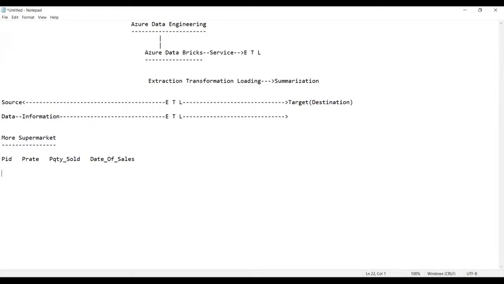Now, product ID is something like this, 1, 2, 3, and rate is, let us say, 100 rupees. And then the quantity sold is 10 pieces, and date of sales is 28 11 2022. And now 1, 2, 3, 4. Again we have 200 rate, and 20 is the quantity sold, and the date of sales is 28 11 2022. And then we have 1, 2, 3, 5, 300, quantity sold is 10, and the date of sales is 28 11 2022.